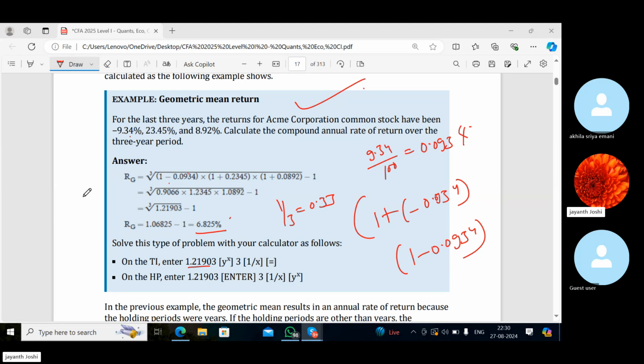If you have done with this, shall we move forward? Yes. Okay, shall we move forward?